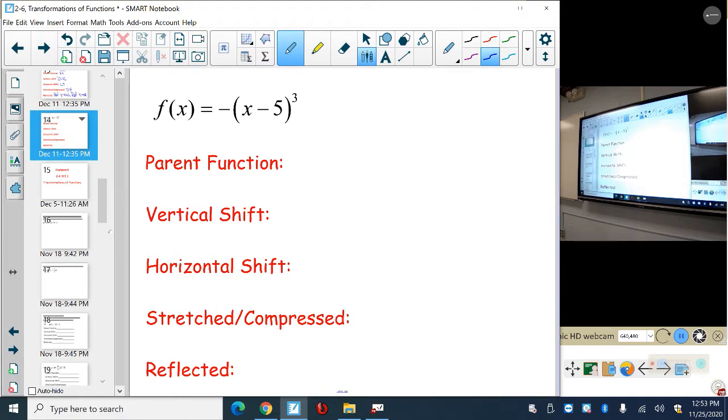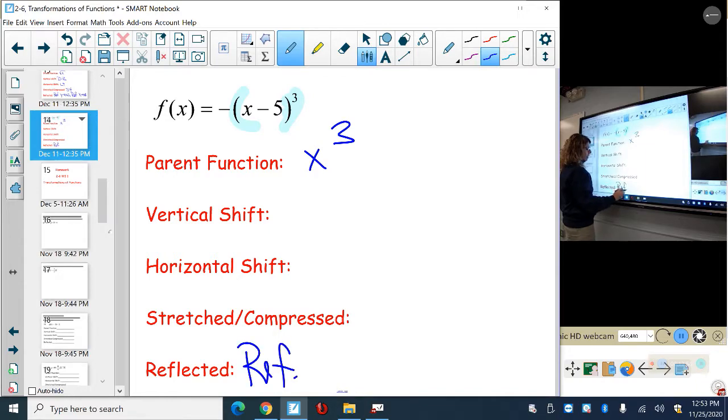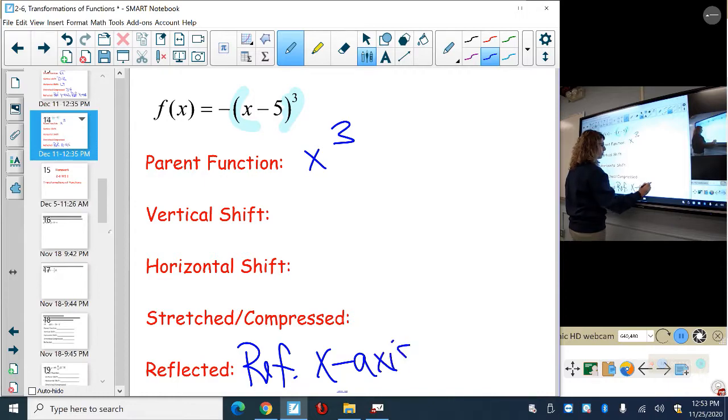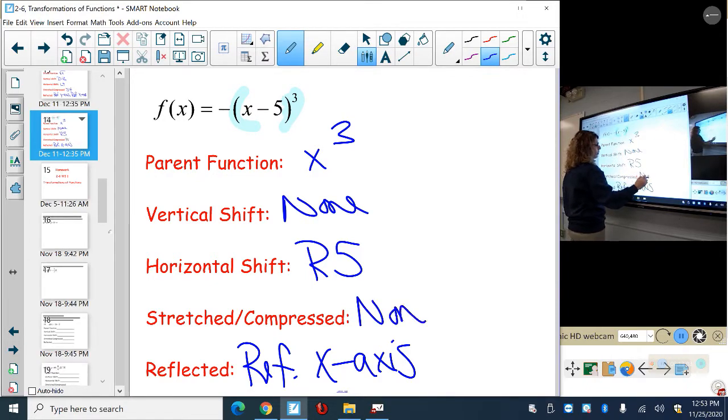Last one. My parent function is going to be x cubed. The negative on the outside means it's reflected. And since it's on the outside, it's over the x-axis. And the -5 means I'm going to the right 5. And I am not shifted up or down, and I am not compressed or stretched.